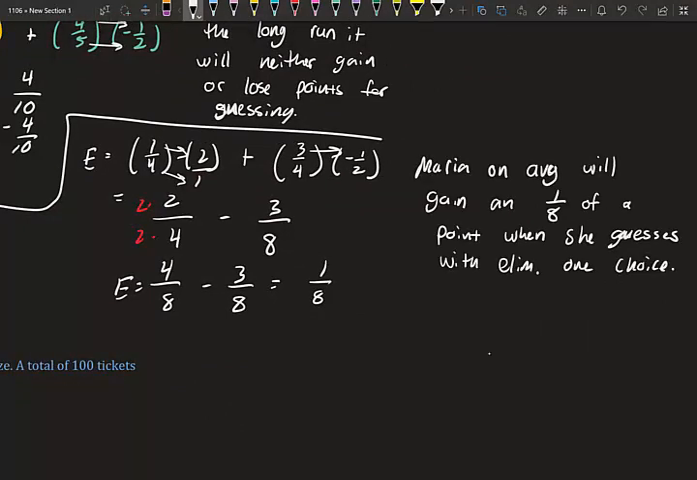So Maria on average will gain 1/8 of a point when she guesses after eliminating one choice. So if she can eliminate one choice, definitely guess, because you're going to gain, over time, 1/8 of a point every time you guess. So if you guess on 8 questions, you can most likely gain a point.